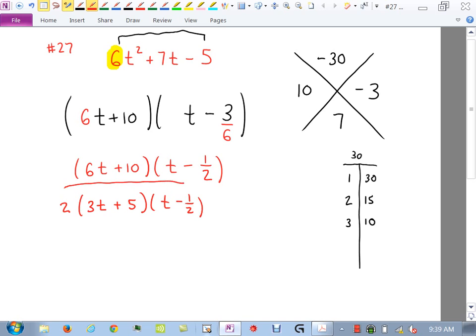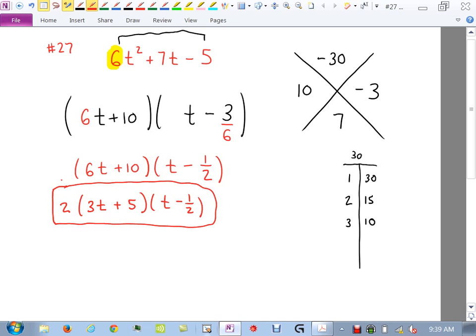Now, you can box this answer and be done. That's not wrong, okay? Or you can, if you're going to try and match it with the back of the book, this 2 here, we took it out of the first term, didn't we? We can actually put that term back into this one. Why would I want to do that? Because 2 times the half will get rid of the fraction, won't it?